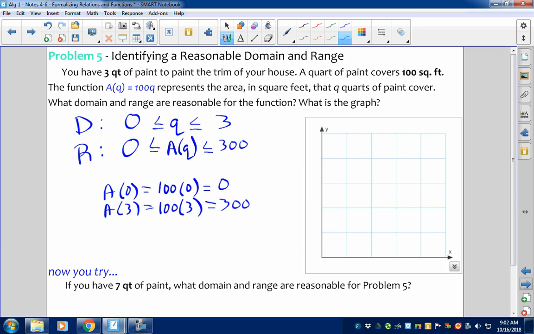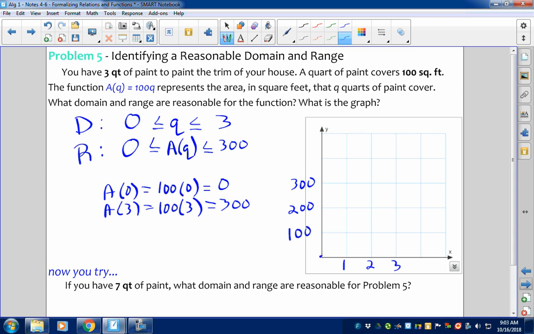So this is a continuous function. You could use anywhere from 0 to 3 quarts of paint. So go ahead and label that. They call it the x-axis. It's actually the q-axis. 1, 2, or 3. And then in terms of square footage, it could probably go by hundreds here. 100, 200, 300. And we could graph it.